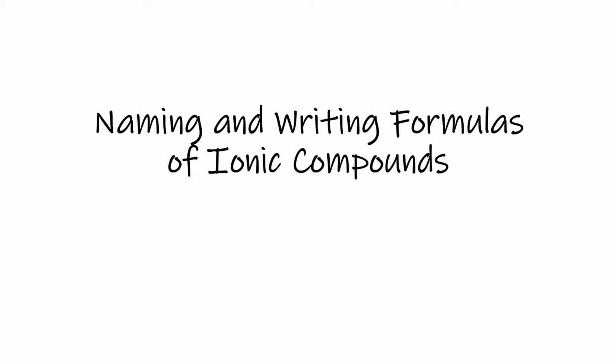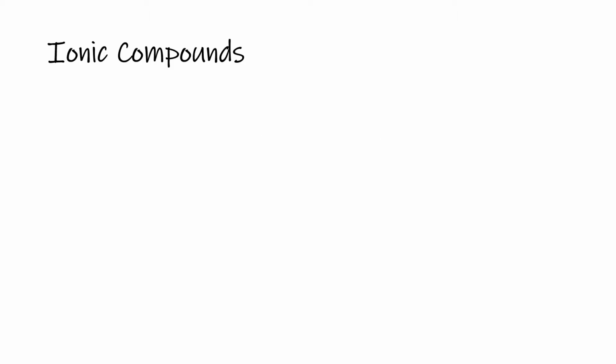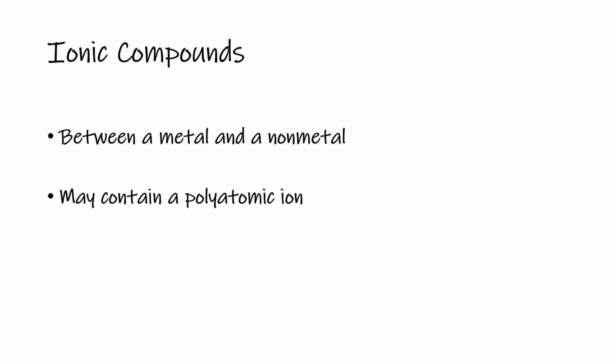In this video, we are going to look at how we name and write formulas for ionic compounds. So to get started, we're going to look at what ionic compounds are. First of all, they are between a metal and a nonmetal, and they contain ions. It's where a metal loses one or more electrons to a nonmetal, and so the metal ends up having a positive charge or becomes a cation, and the nonmetal ends up with a negative charge or is what we call an anion. Ionic compounds may also contain a polyatomic ion.